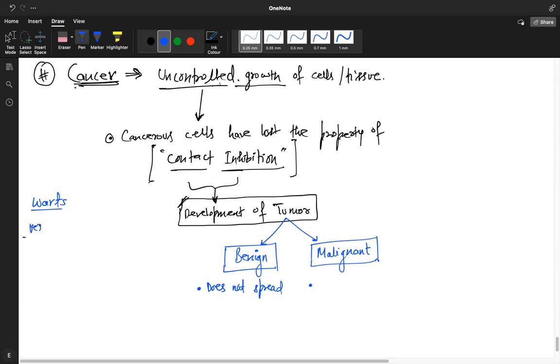Warts are called verruca in science. So this is the term verruca. If it is a flat wart, it is called verruca plana. Plana means plain, means flat. Common is called vulgaris, which is the STD also. And then filiform is the thread-like.